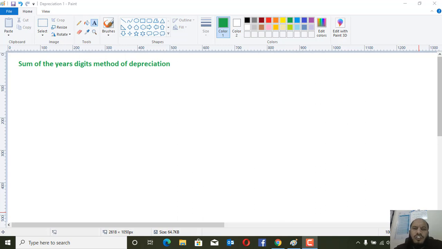Our discussion today is about the sum of the year digits method. This is another method, mostly a type of the accelerated methods. So we will have the same example.